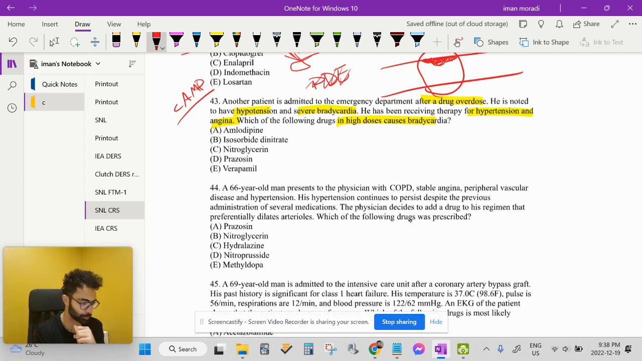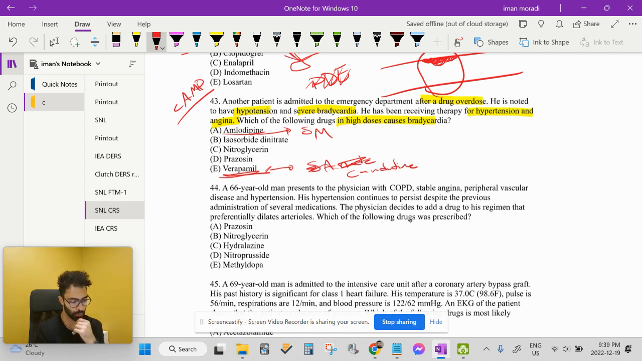Okay, so we need something that causes bradycardia. I see we have verapamil here. This is a non-dihydropyridine calcium channel blocker. The difference between dihydropyridine and non-dihydropyridine calcium channel blockers is that the dihydropyridines are more in the smooth muscles, but the non-dihydropyridines are more in the SA node, in the conductive tissue.